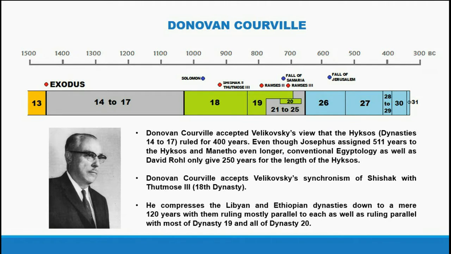Donovan Courville also compresses the Libyan and Ethiopian dynasties down to a mere 120 years, with them ruling mostly parallel to each other, as well as ruling parallel with most of Dynasties 19 and all of Dynasty 20.